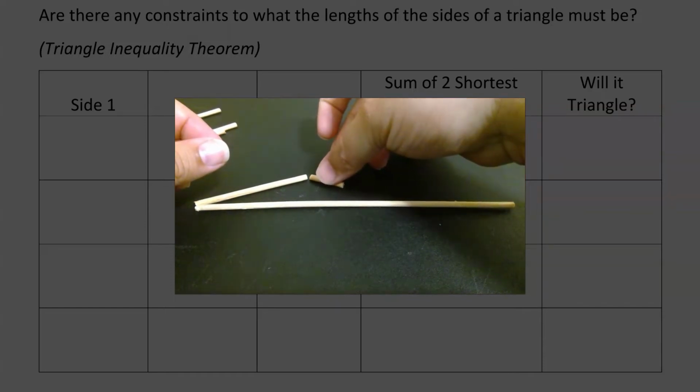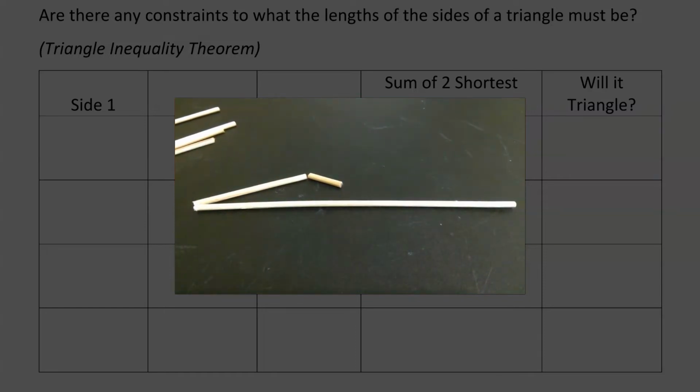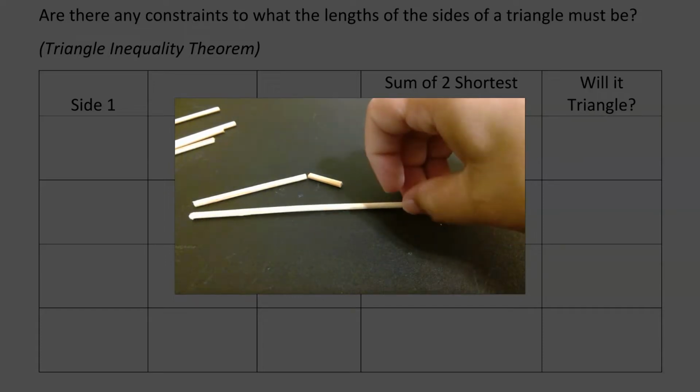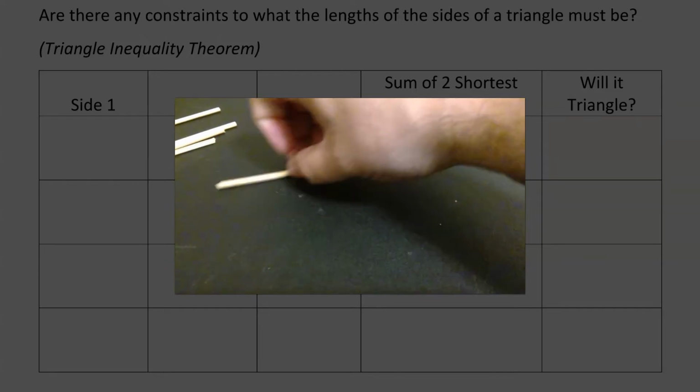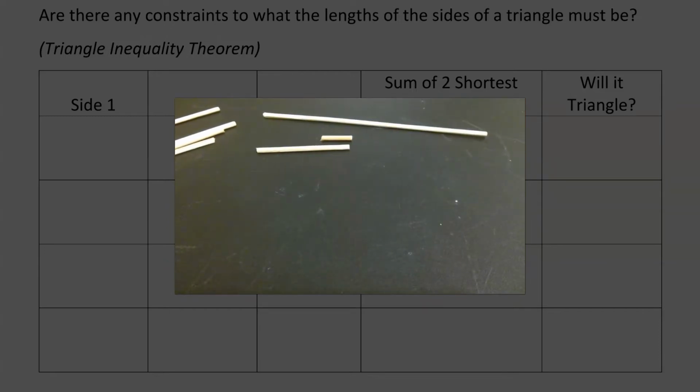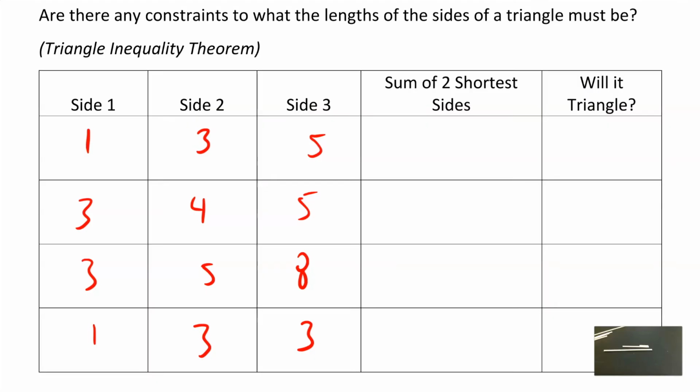So what I'm finding out is that there must be some sort of constraints in order to make a triangle. I can't just take any 3 line segments and make a triangle. So we're going to explore a few different ones to see what the pattern seems to be, and then we'll talk about that. So a 1, 3, and a 5. Can I make a triangle out of that? A 3, 4, 5, a 3, 5, 8, and a 1, 3, 3. We're just going to explore some different ones.